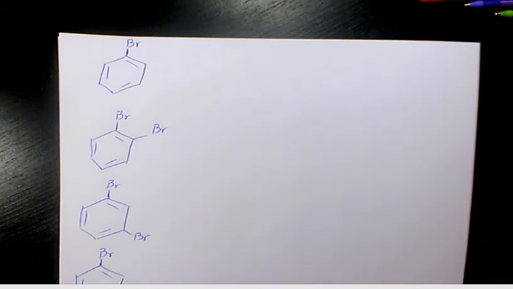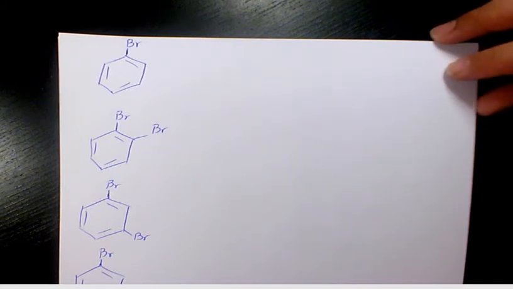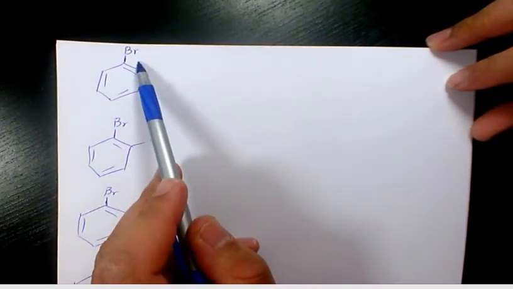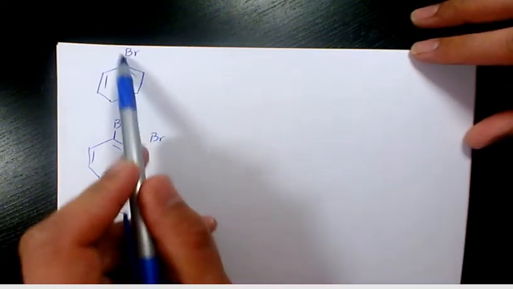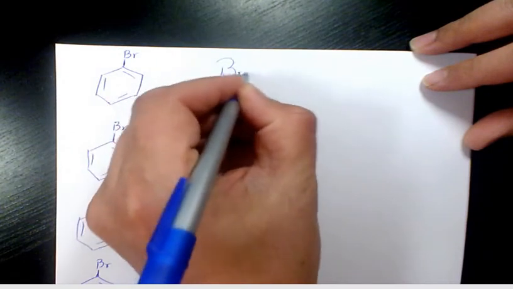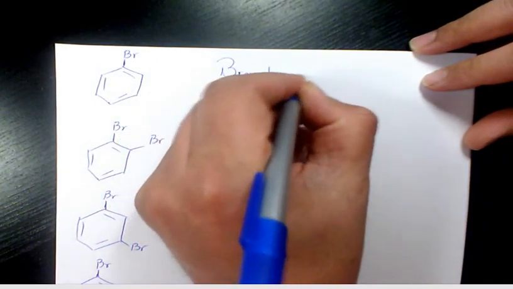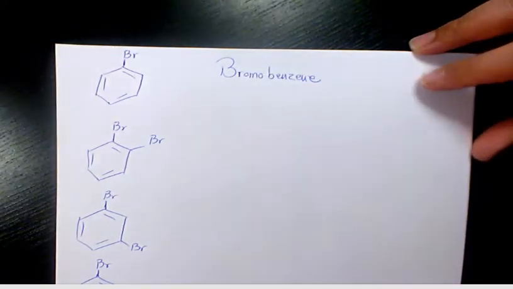Welcome to another video. In this video I want to show you how to name some of these organic compounds. I'm dealing with 5 different compounds in this video, and all of them are aromatic and they have a benzene ring, and all of them have a bromo group. So the first one we have bromo and benzene group, so we call it bromobenzene. That's the name of this organic compound.